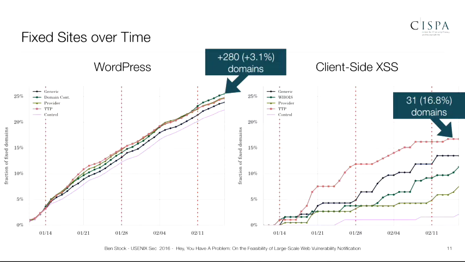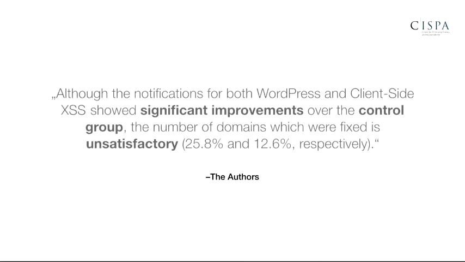And while this is pretty obvious for the client-side cross-site scripting, WordPress also actually showed statistically significant differences between the control group and our notification campaign. So we did have, statistically speaking, a significant impact. However, and I really want to quote ourselves from the paper here: on the statistics side, it's awesome, we're significant. However, if you look at the number of fixed domains, this is really unsatisfactory, right? So we have 25.8% of the WordPress domains which we notified that fixed the vulnerability, but most of them actually due to this natural decay of the vulnerability rather than our notifications. And for client-side cross-site scripting, 12.6% again is a way too low number.